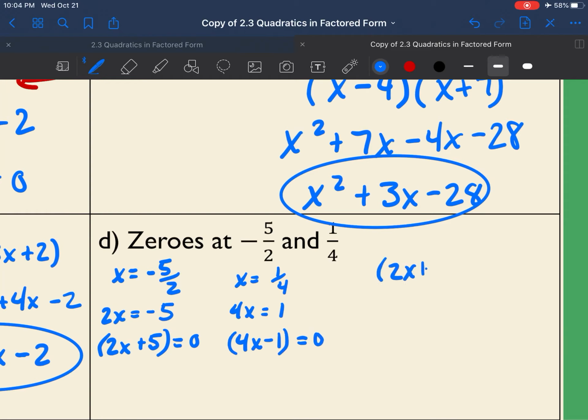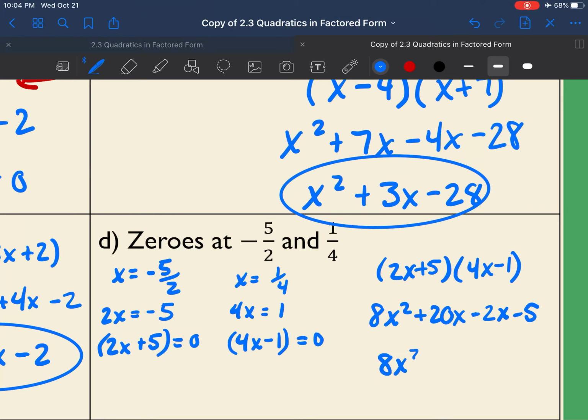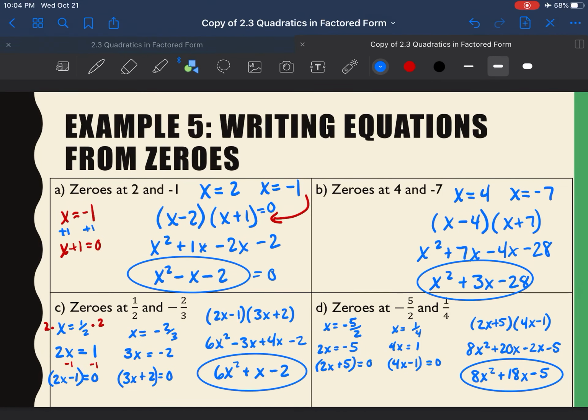So 2x plus 5 times 4x minus 1. Multiply these together, you get 8x squared plus 20x minus 2x and minus 5. Combine the middle two like terms, so the final answer is 8x squared plus 18x minus 5. Okay, so that's how you write an equation when you're given the zeros.